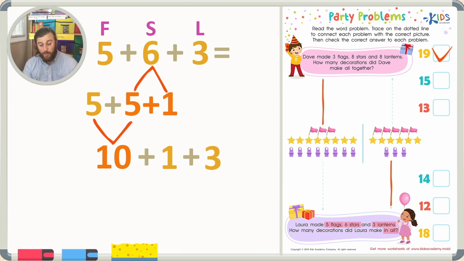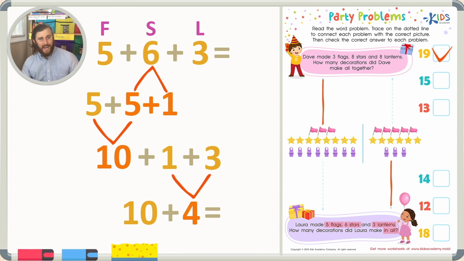I can easily add 1 plus 3. 1 plus 3 is 4. Again, I can bring down what I have left of 10 plus, and now I have 10 plus 4, and I can count up from 10, or count on from 10, 4 more. 10, 11, 12, 13, 14. So I know 10 plus 4 is 14, meaning that Laura made 14 decorations in total.